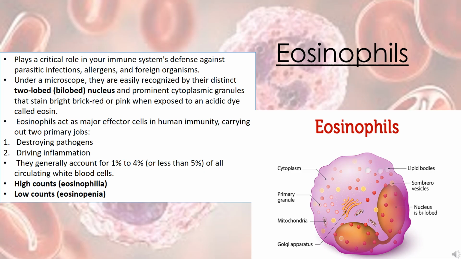Driving inflammation: they release toxic proteins and chemicals that initiate and regulate inflammatory responses. While this helps trap and defeat localized infections, the same mechanism can cause tissue damage and trigger chronic symptoms in allergic disorders like asthma. Eosinophils are typically evaluated through a routine test called a complete blood count, CBC, with differential percentage. They generally account for 1% to 4%, or less than 5%, of all circulating white blood cells. Absolute count: a healthy absolute eosinophil count, AEC, typically ranges from 0 to 500 cells per microliter of blood.